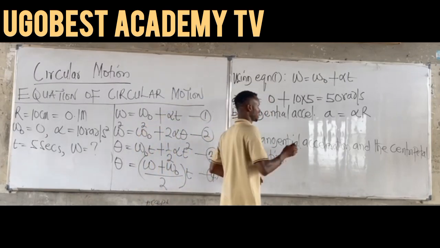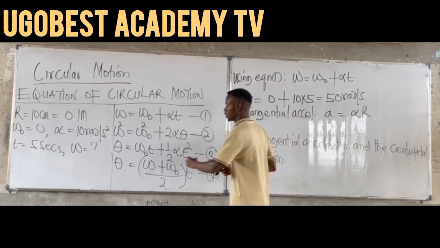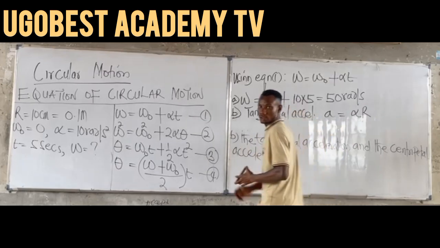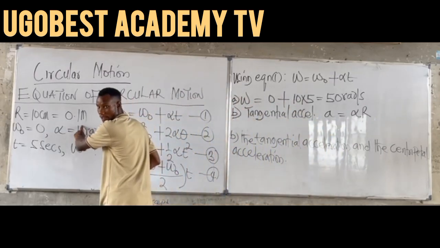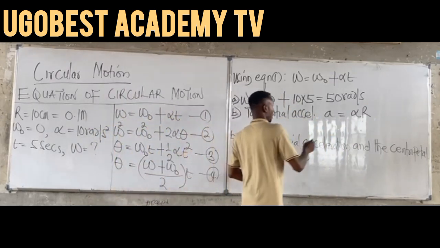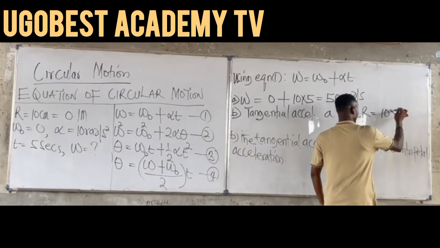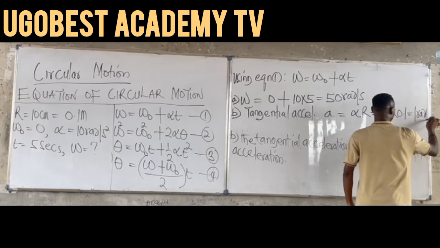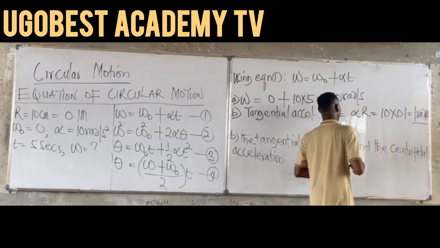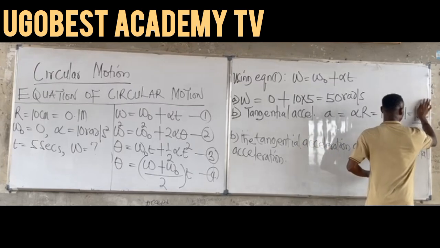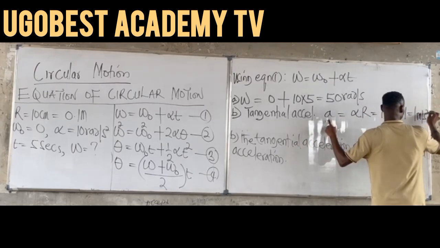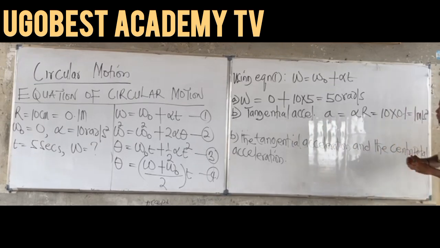Now this is the formula for tangential acceleration. Okay, now let's replace this. Our alpha is already given to us in the equation as well, 10 rad per second squared. Our radius is 0.1, right? We can now replace, am I correct? So this is going to be 10 times 0.1. What is the answer? 1 meter per second squared, because this is not angular, this is meter per second squared. Sorry for this.